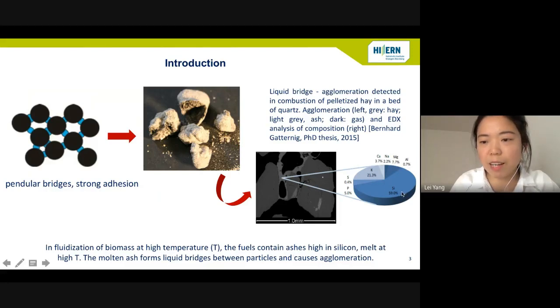has a high amount of silica and potassium. This silica and potassium are prone to melt at high temperature. Then this melting ash forms liquid bridges among the particles, and finally it could form agglomerates. The agglomerates in the system would change the hydrodynamics of the fluidized bed, such as the minimum fluidization velocity, the equivalent bubble size, the equivalent particle diameter, and the particle concentration distribution. As a consequence, it would cause defluidization of the bed. Thus, it is necessary to study this capillary interaction.